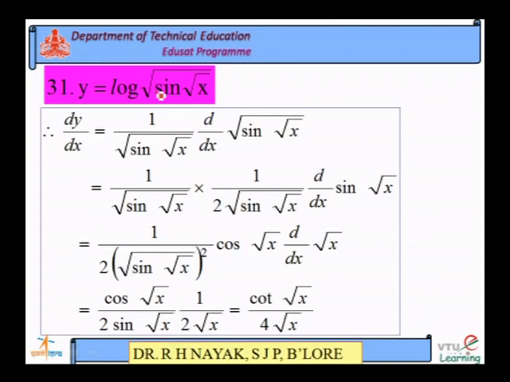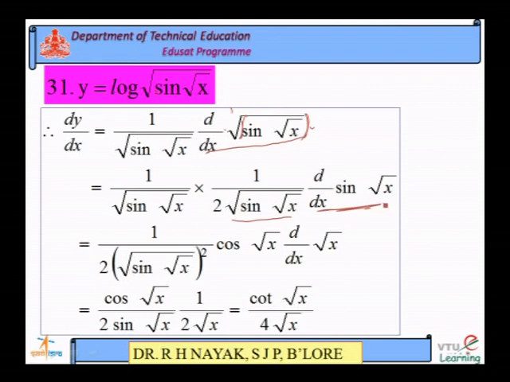Differentiation of log function is 1 by function; except log we have to write other things, that is root of sine of root x into d by dx of root of sine of root x. The next step, it is root function, so we have to go according to root function. Root function differentiation is what? It is 1 divided by 2 root of function into d by dx of function. For the next step, what is the function? Sine of root x.